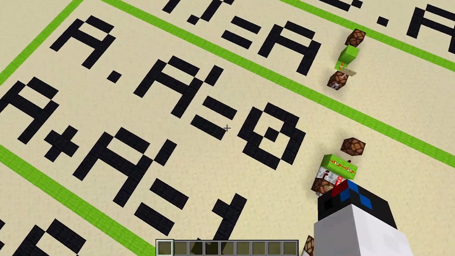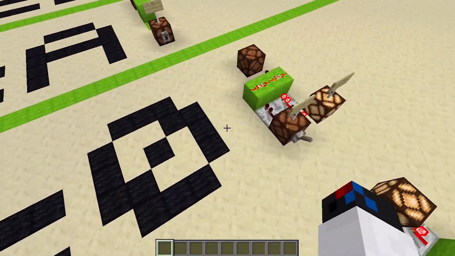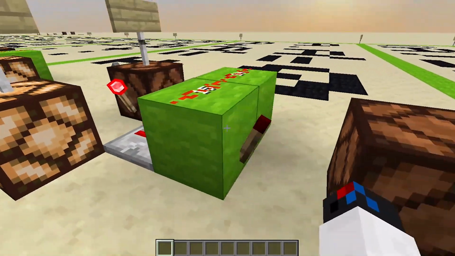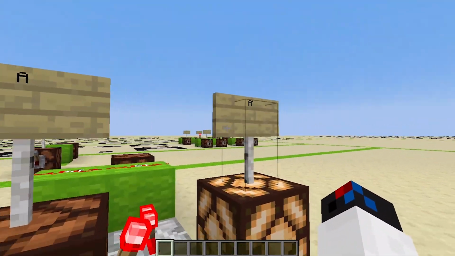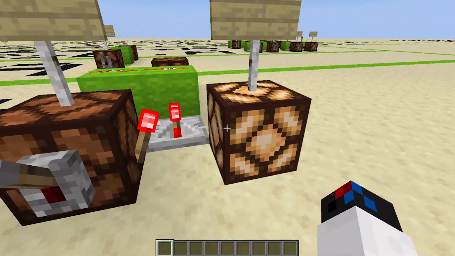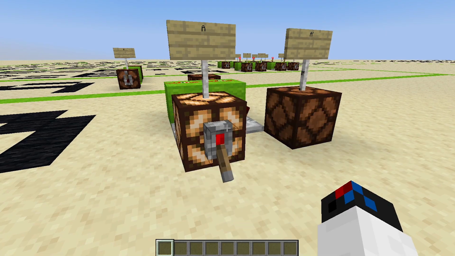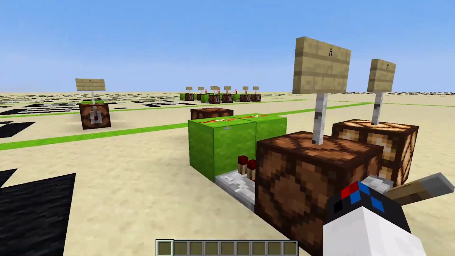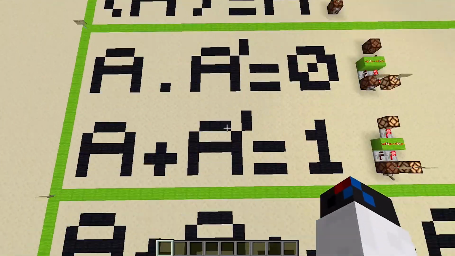As for this one right here, it is A and not A equals 0, and here's the circuit. So as you can see, we have A and not A. A is 0, A not is the reverse of that, which is 1, and no matter what A I put in here, the output will always be 0. So yeah, that explains these two.